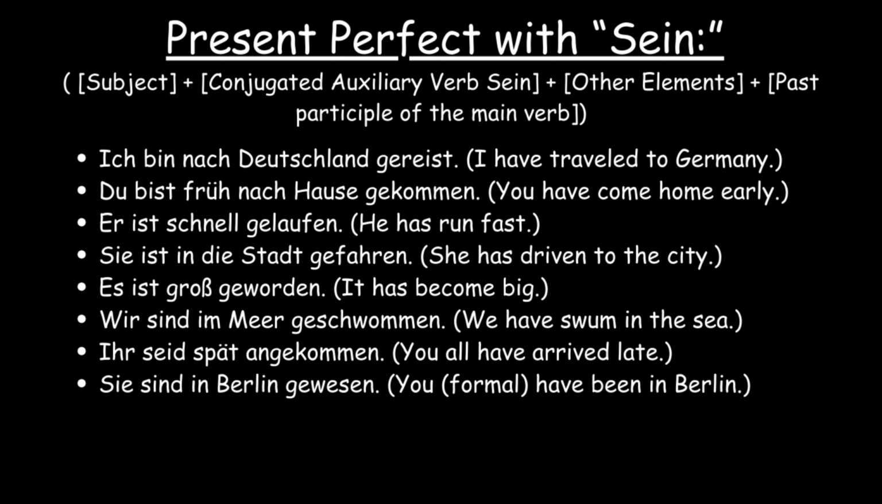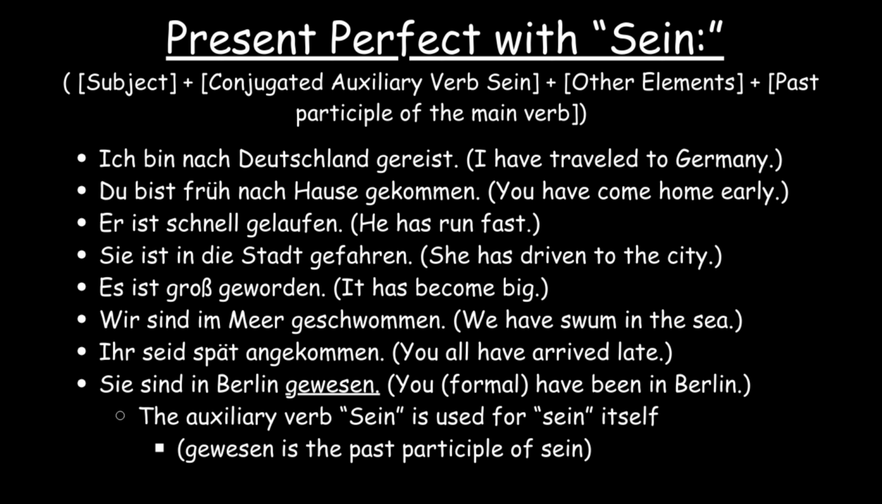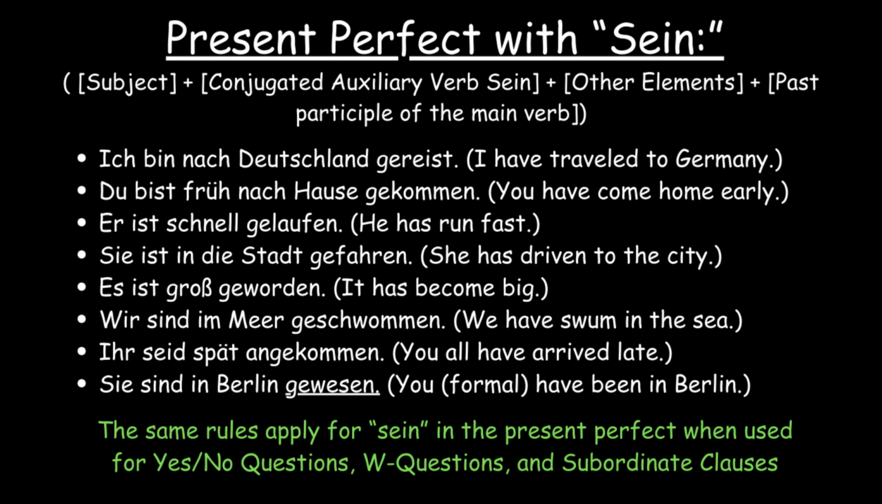When accurately translated, it becomes the present perfect, like in the following sentences. Ich bin nach Deutschland gereist. Du bist froh nach Hause gekommen. Er ist schnell gelaufen. Sie ist in die Stadt gefahren. Es ist groß geworden. Wir sind im Meer geschwommen. Ihr seid spät angekommen. Sie sind in Berlin gewesen. In the last sentence, the auxiliary verb sein is used for sein itself, having gewesen as the past participle of sein.